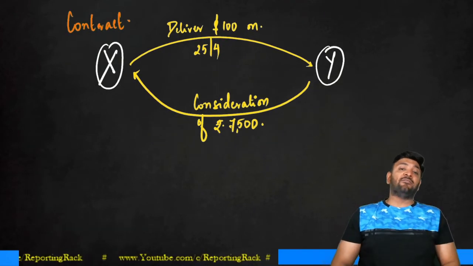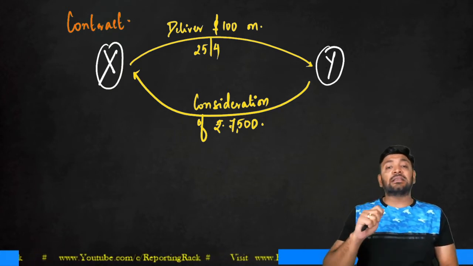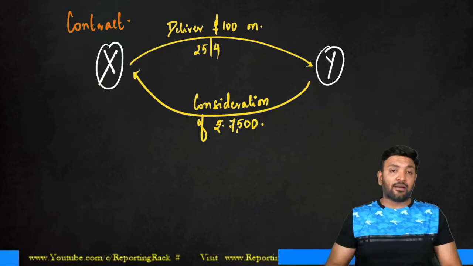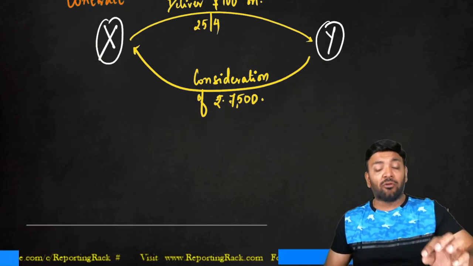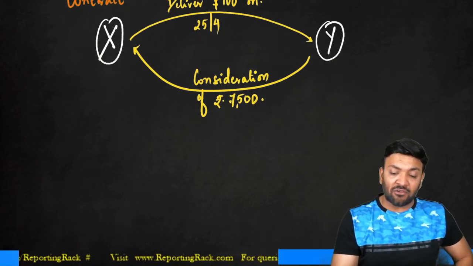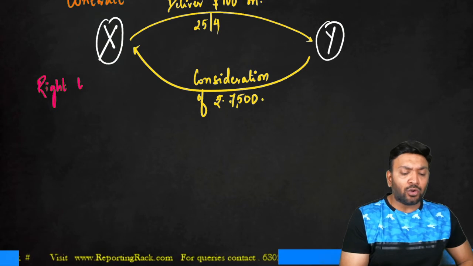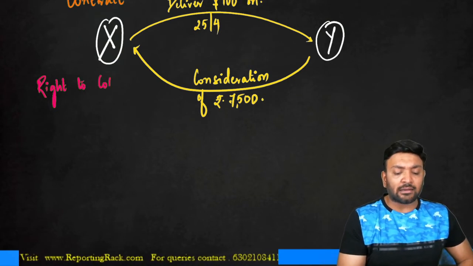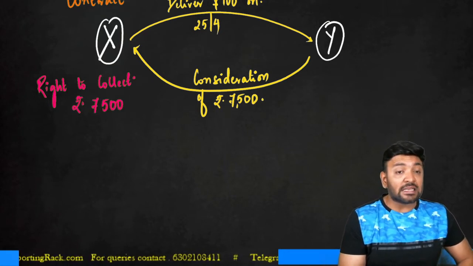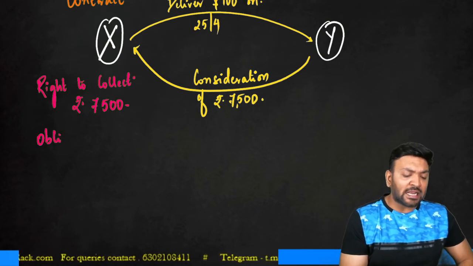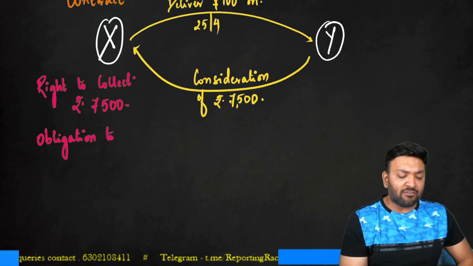A contract between X and Y where X will deliver $100 on 25th of April and has a right to receive cash to the extent of 7,500. Guys, if you look from X's perspective, I'll say he has a right to collect 7,500. At the same time, he has an obligation to deliver $100.